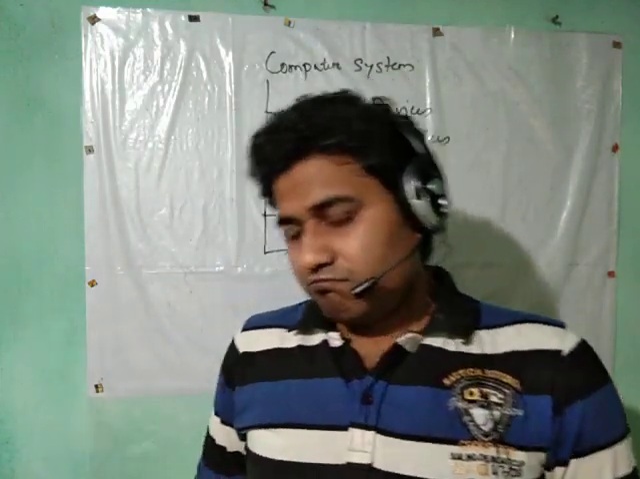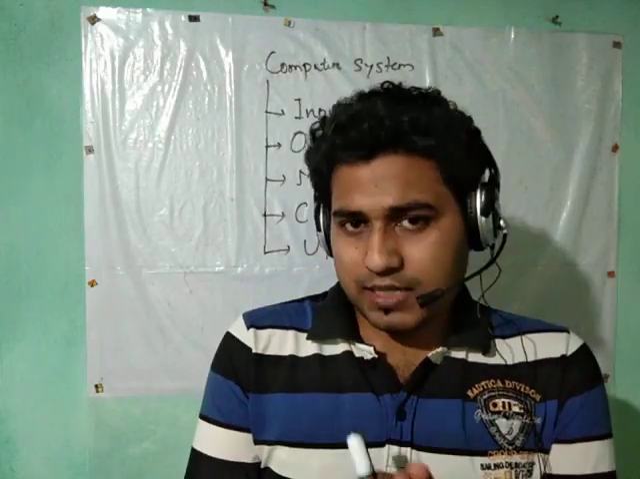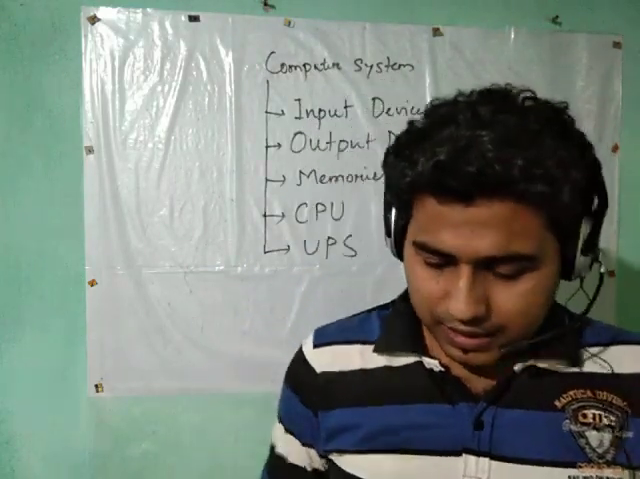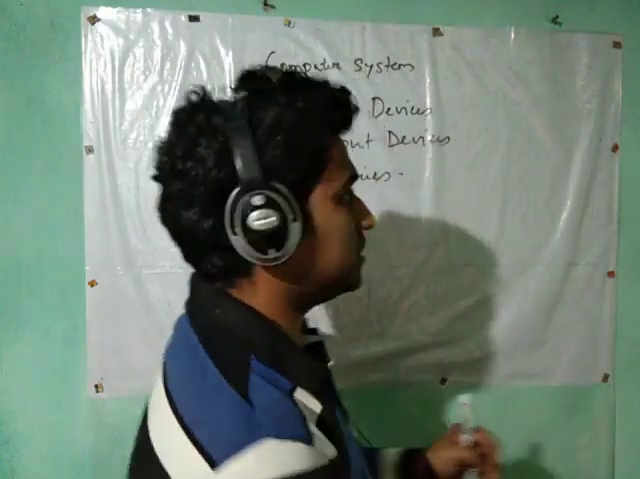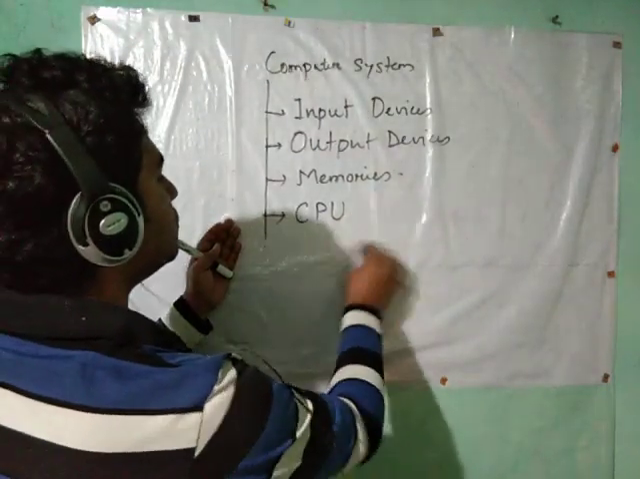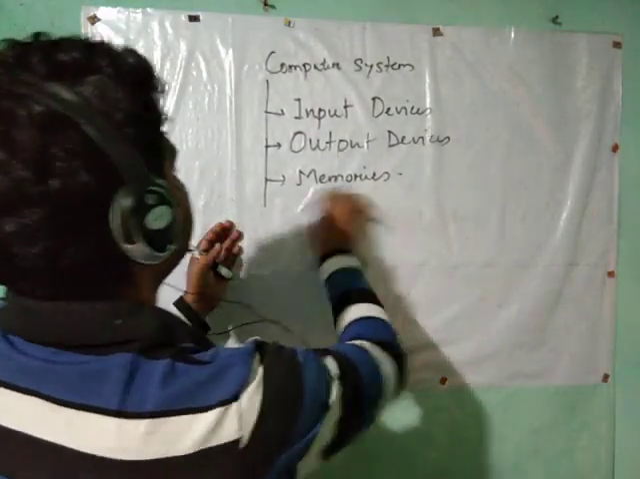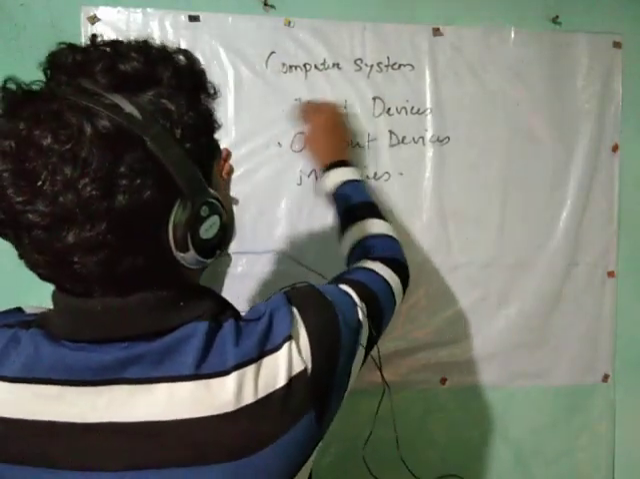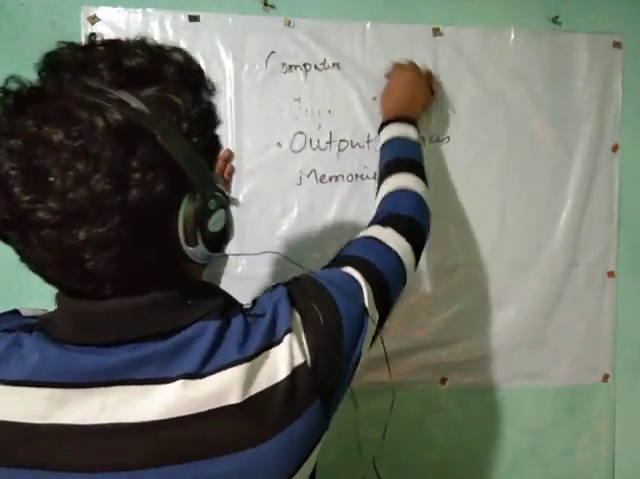Now, depending upon the shapes, the computers are divided. Computer systems or computers are divided into 5 categories. How many categories? Into 5 categories. Let me first rub these things. Now, computers.